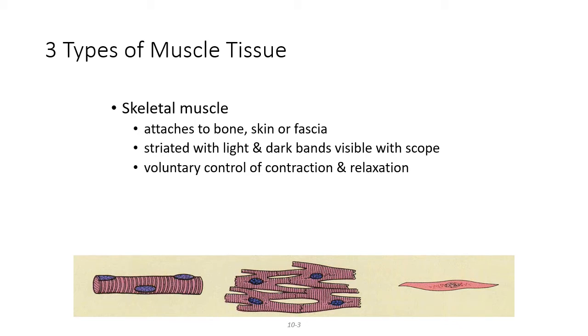So we do have three kinds of muscles that we looked at back when we looked at tissues. And so we have skeletal muscle, cardiac muscle, and smooth muscle. The cardiac muscle and the smooth muscle are going to be talked about at the end primarily, but we'll get a little introduction into it here.